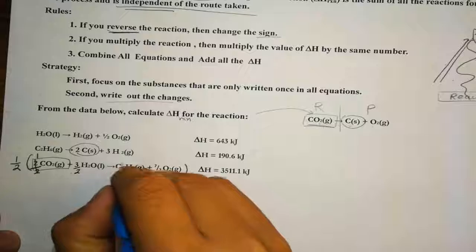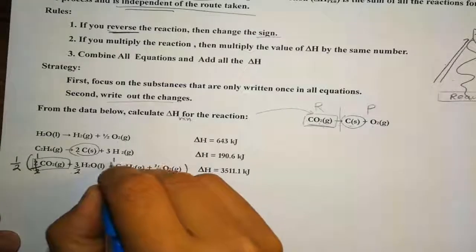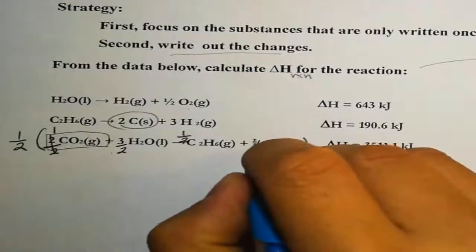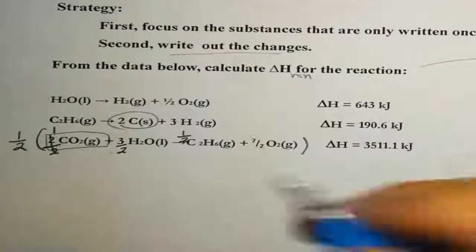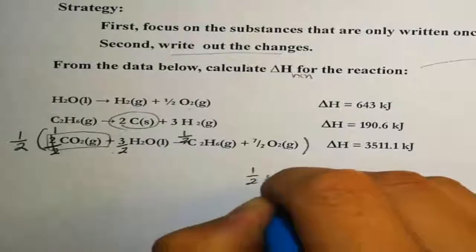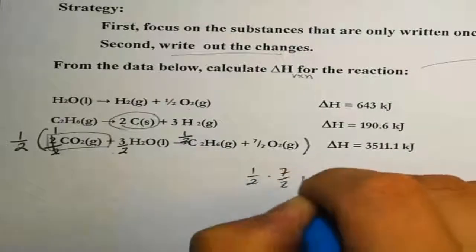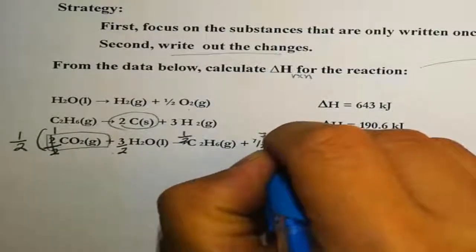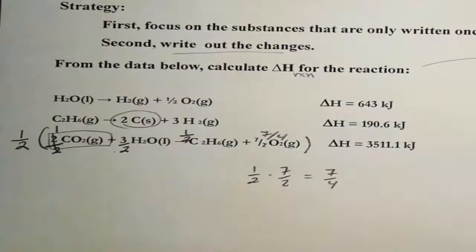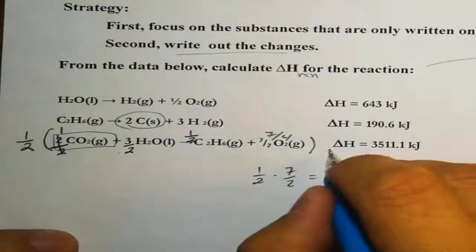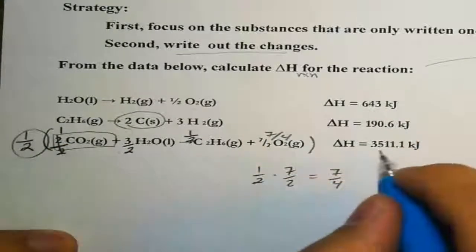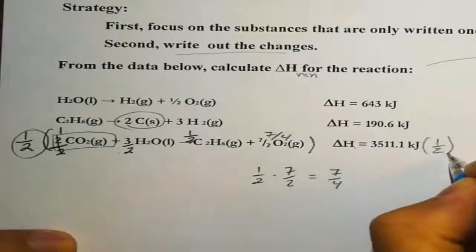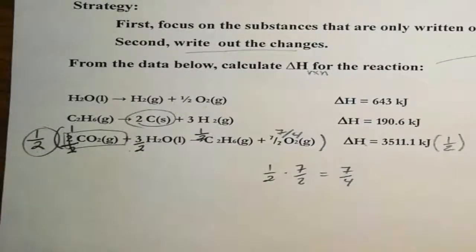And this same thing right here will be multiplied by 1. And then we have this one, 7/2 multiplied by 1/2. What's 7/2 times 1/2? Let's show the math. 7/2 times 1/2 gives us 7/4. So we have 7/4 in that case, okay? In this case, we have to multiply whatever number to our delta H right here, which we will multiply by 1/2 as well. See how that works?